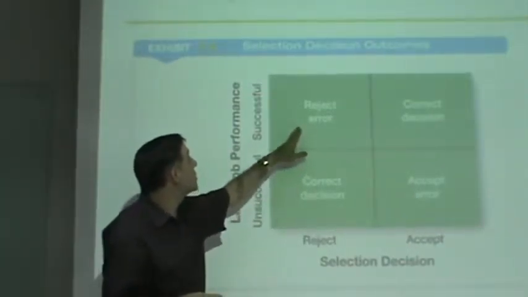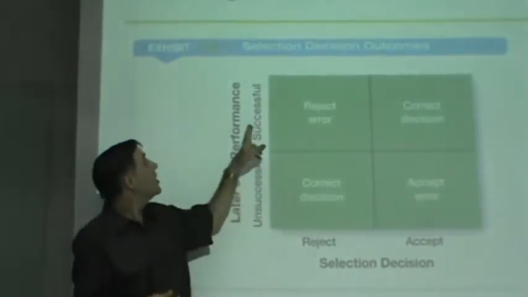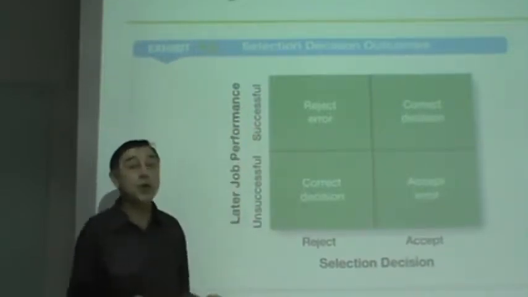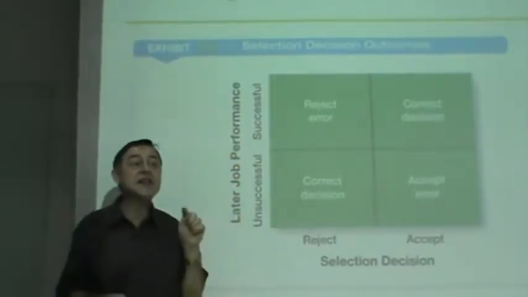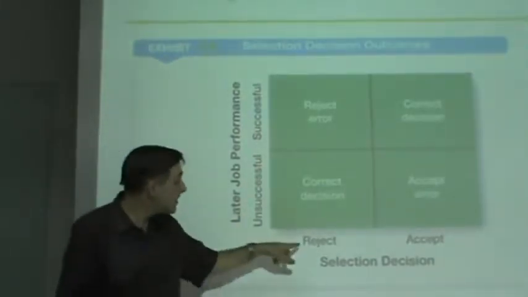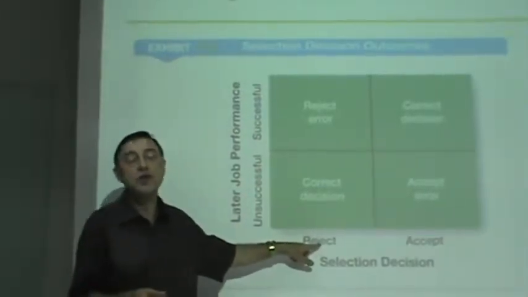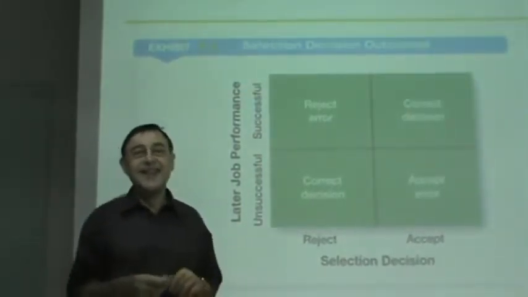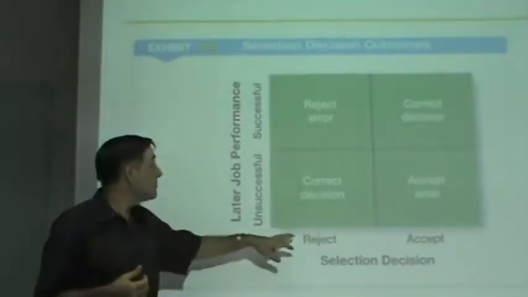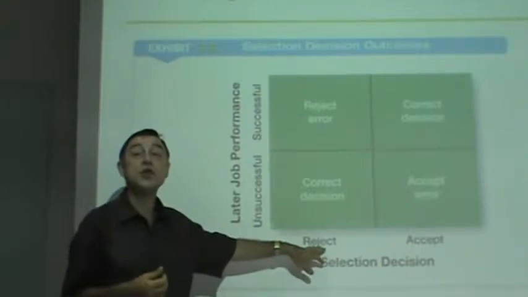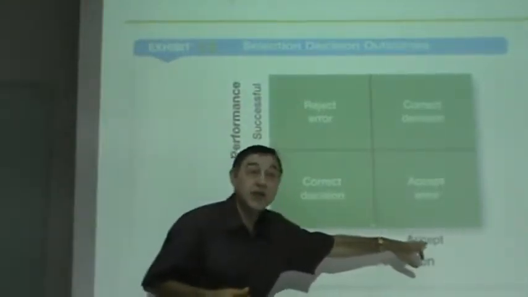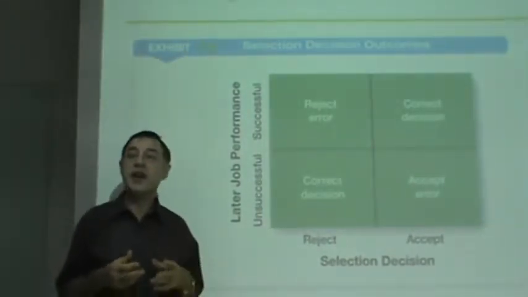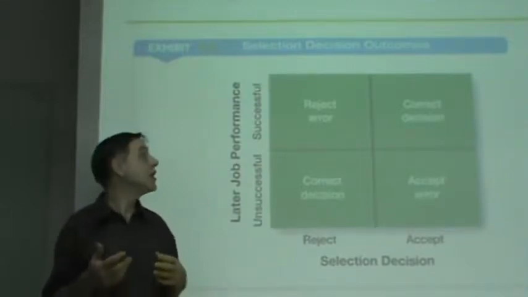The other type of error is called a reject error. In a reject error, you take a good employee, a successful employee, or an employee who would be successful if hired, but you don't hire them. You don't hire them for some reason. In this case, we say that you reject them. Reject means basically not accept them. So you don't give them a job, but they could be doing a really good job.